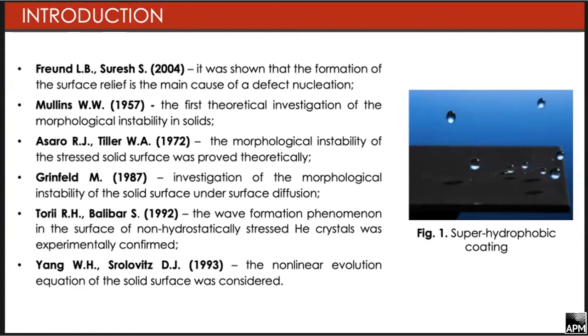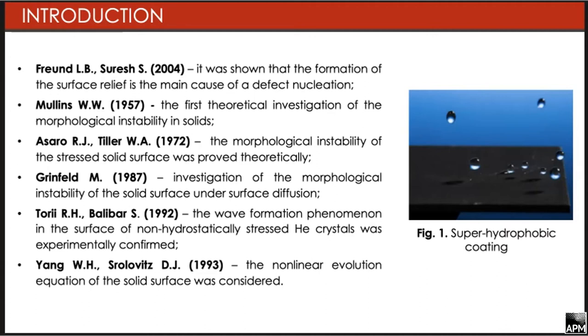Later, Asaro and Tiller showed that the surface of a solid subjected to uniaxial stress is unstable against diffusional perturbation with wavelengths larger than some critical value. The same result was also independently received by Grinfeld and experimentally confirmed by Torii and Balibar. There are many studies that extended the Asaro-Tiller-Grinfeld model to describe the surface and interface morphological evolution in solids with voids, microchannels and inhomogeneities of cylindrical and spherical shape, and mono- and multilayer film coatings.